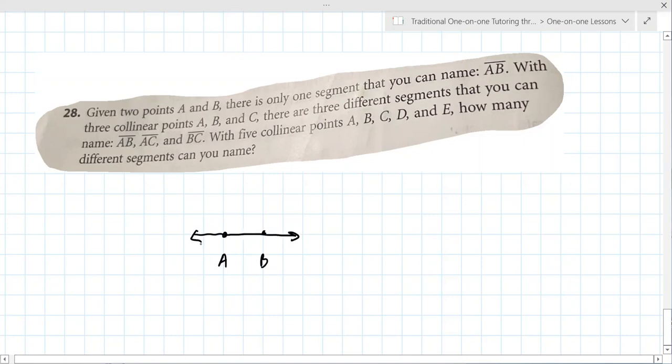How many ways can you name this line? We already did this last time. It's AB or it's BA. Do you see that? Do you agree with that? Do you remember that? I agree with that.